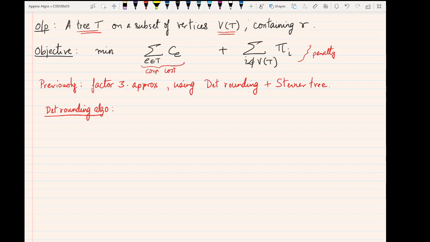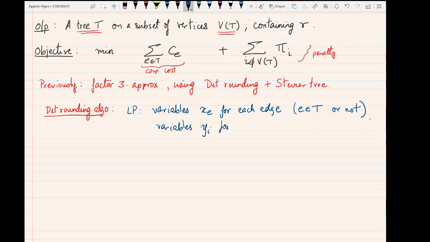we first write the LP. So the LP relaxation that we use is going to be the same, so I might as well write it. So the LP has variables x_e for every edge, and x_e is the indicator of whether e is in the tree T or not. And then you also have variables yi for each i, whether i is included in the vertices of the tree or you skip i.